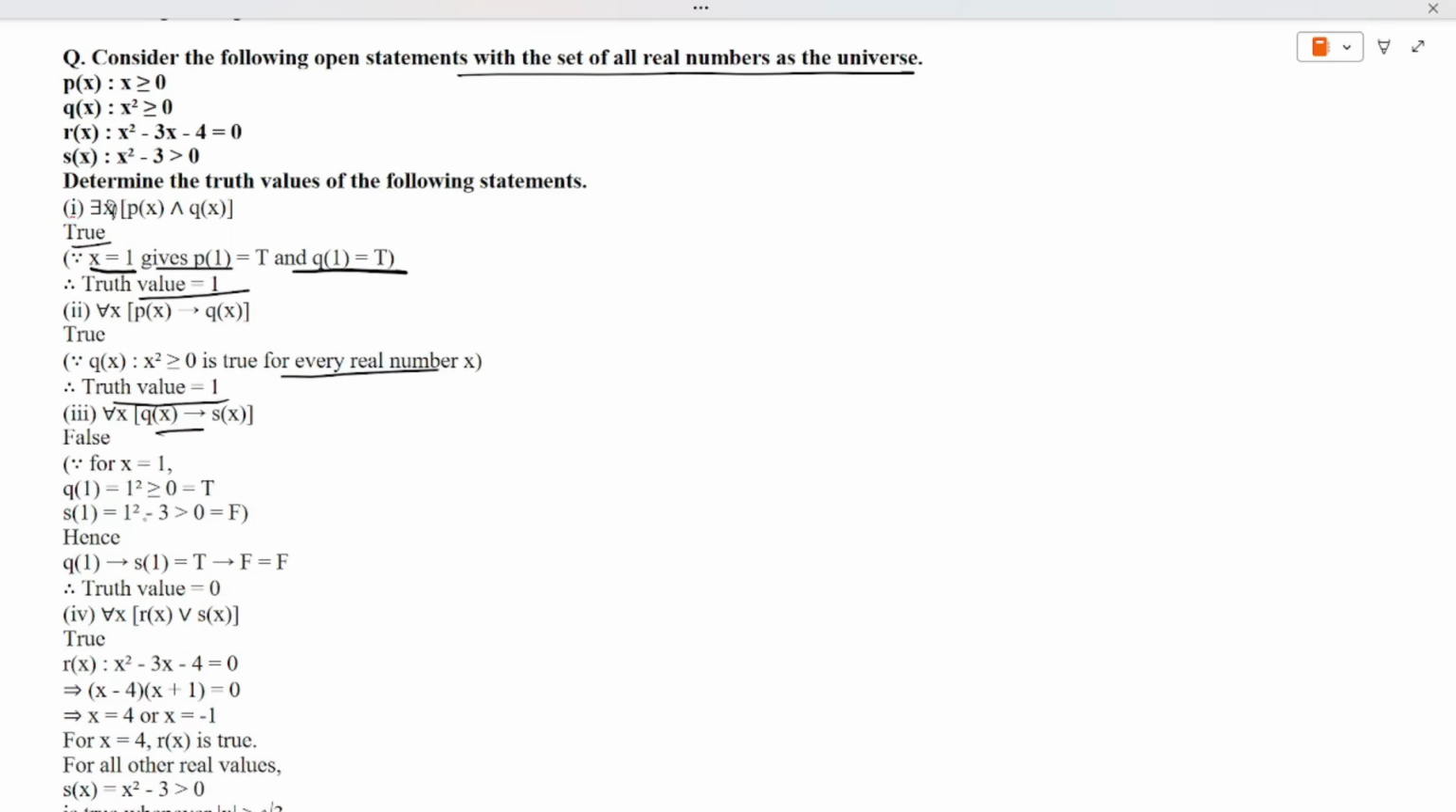Next you can see here, for all x, q of x is conditional s of x. If you take x equal to 1, that is q of 1 will be 1 square greater than 0, that is true, but 1 square minus 3x minus 4, which they have given as minus 3, is false. So true, false is false, the value of this is 0.